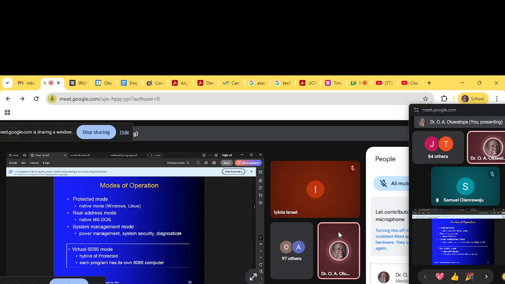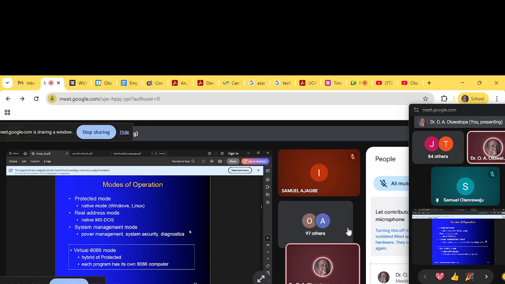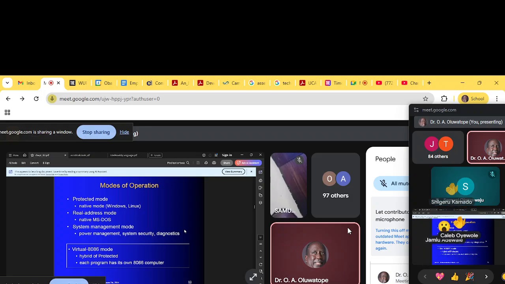I'm proud to tell you that when I started computing in 1991, the first set of computers I used had 640 kilobytes of memory. Very, very tiny. We could hardly do graphics.